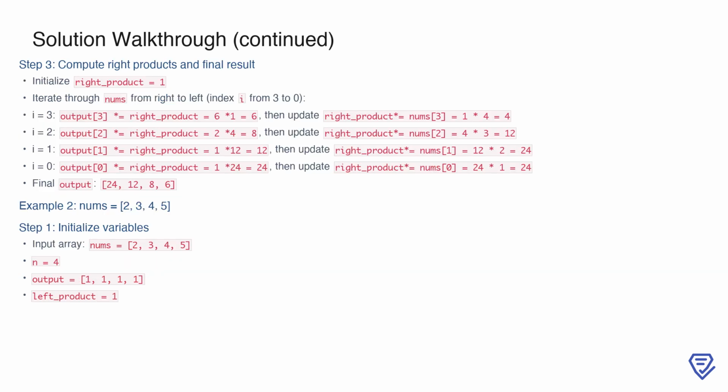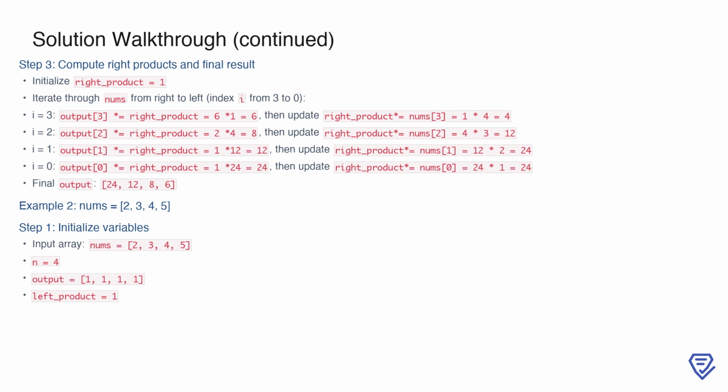Next, we move on to compute the right products and combine them with the left products to get the final result. We initialize another variable, right_product, to 1. Now, we iterate through the input array from right to left. At index 3, we multiply output 3, which is 6, by right_product, which is currently 1. This keeps output 3 as 6. We then update right_product by multiplying it with nums 3, resulting in 4.